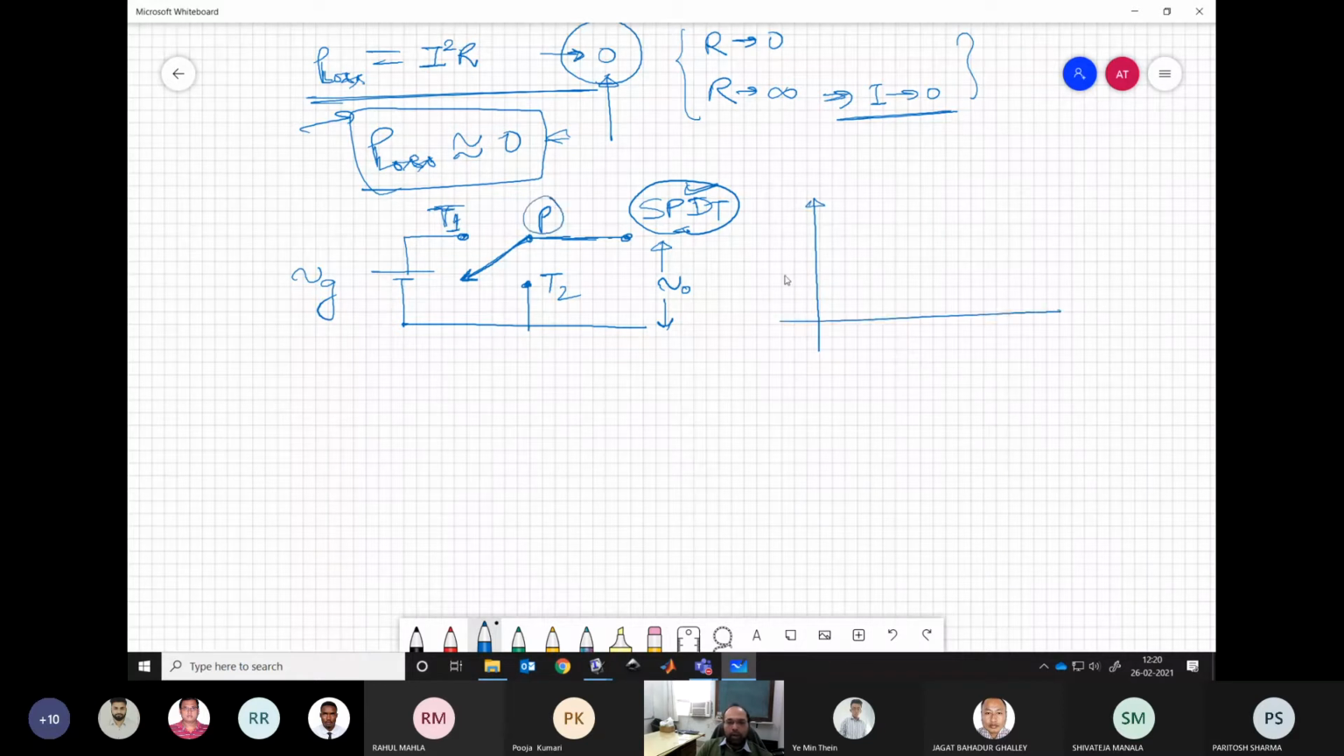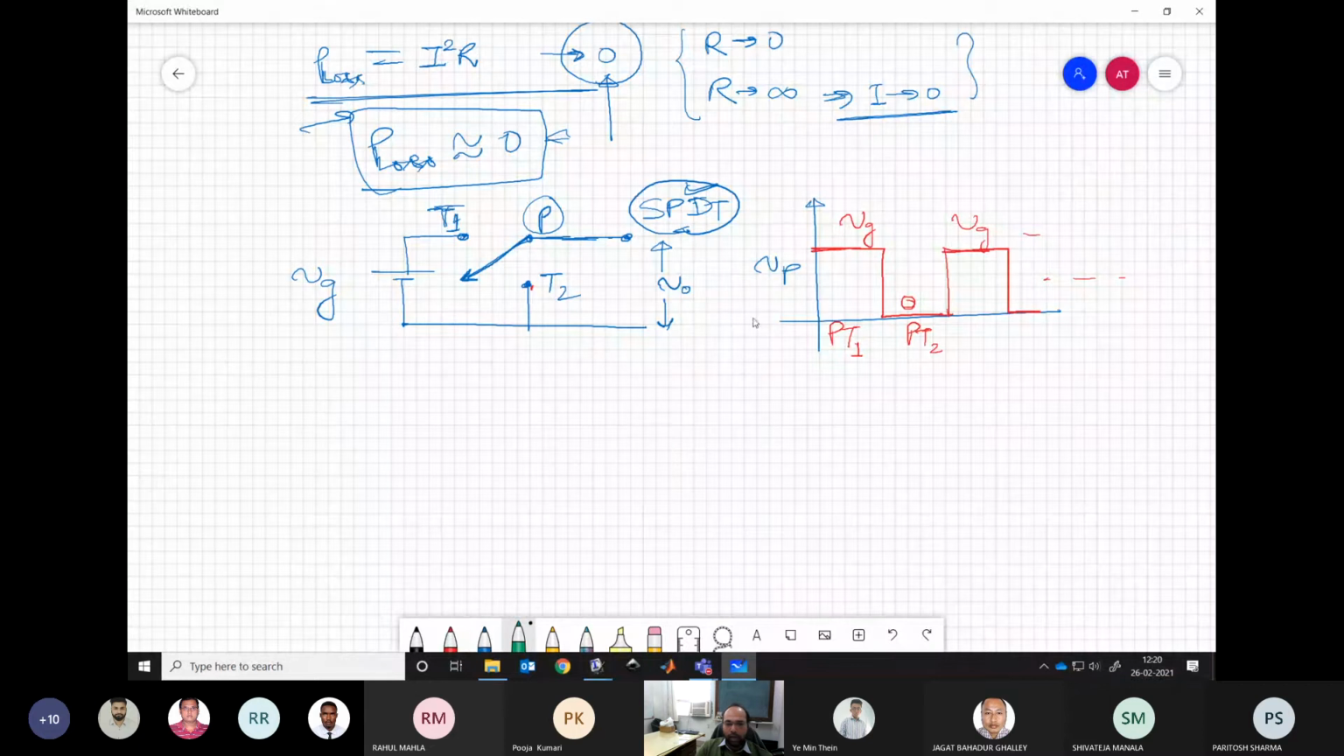at pole P, what voltage will we be getting? This will be a pulsed DC voltage. We will be applying the voltage VG for some time, and for another time it is shorted to T2. That time the voltage is 0. This is PT1 and this is PT2. And this is repeating, so we apply this for a number of cycles.